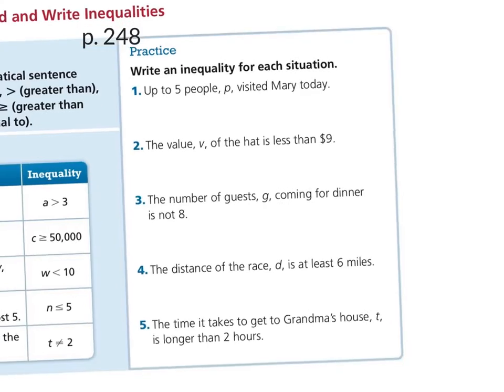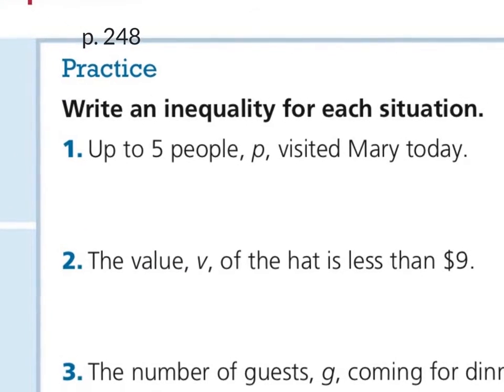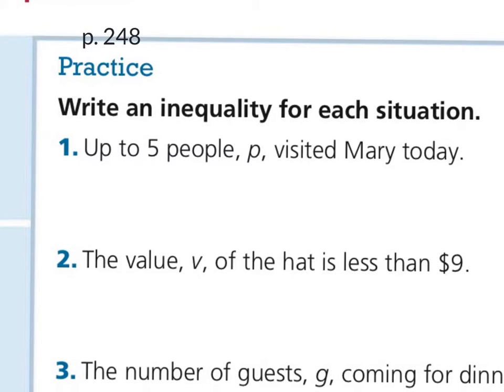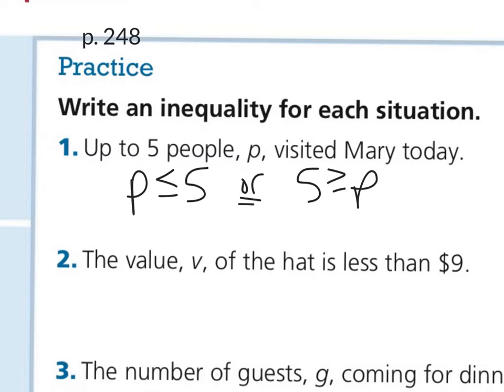We're going to go ahead and look at some practice problems here. So number one, they want us to write an inequality. Up to 5 people P visited Mary today. So we could think about how many people might have visited Mary. What it's going to boil down to is that our inequality, we're going to get either P is less than or equal to 5. You could have it as 5 is greater than or equal to P. This is how I would usually write it. But either one of those would be correct.